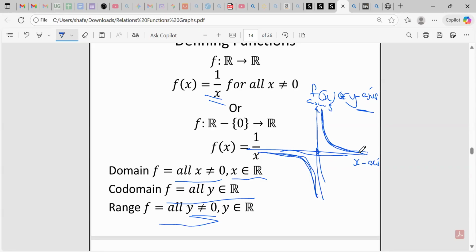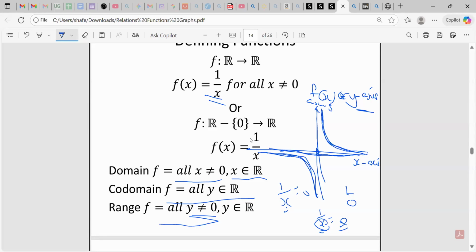Similarly, y can't be 0 either. There's no value I can put for x here that will give me 0, right? So while I can't put 0 here, there's also no value of x whose output for this function is 0. And that's why, again, there's a break on the graph here. The graph comes down, but never touches the x-axis.